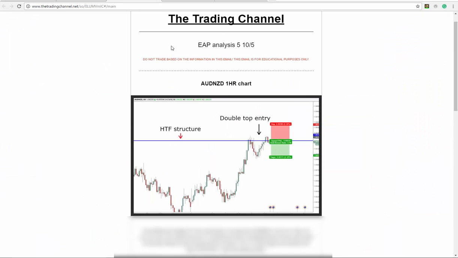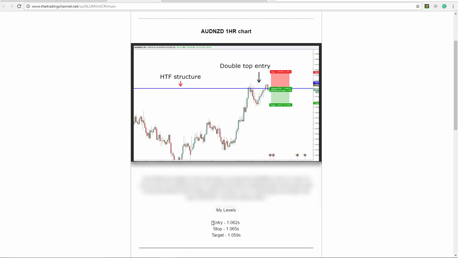Here, as you can see, is my EAP analysis. This was the 5th email I sent out this week on 10/5, and it was alerting traders that we had a nice double top entry according to our rules. As you can see here, I had my levels pointed out for this trade, a clear entry, stop, and target, to give anyone who has tested the system that you learn at the EAP and incorporated it into their trading plan with a good risk management strategy an opportunity to get involved in this trade if they so choose. So let's head back to the charts.